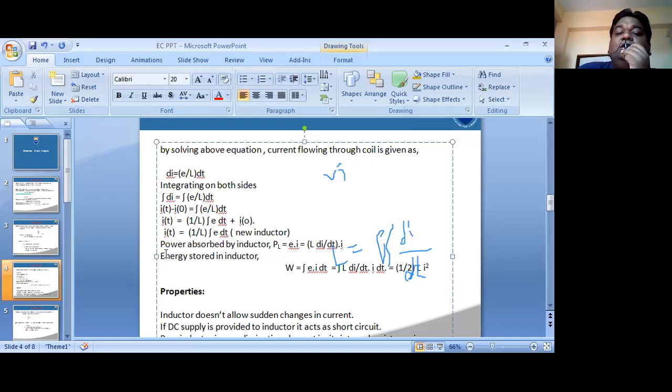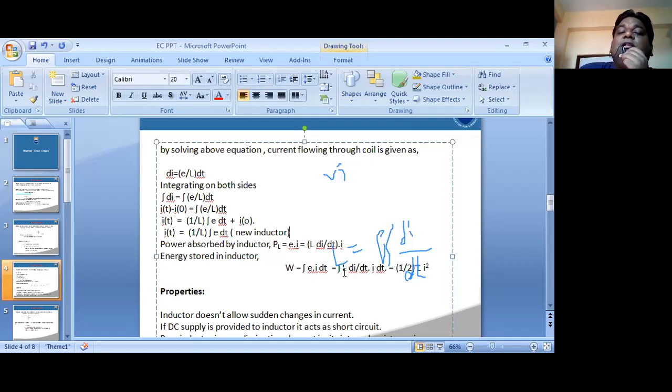So magnetic energy stored in an inductor element is W equals integral of E I dt. What is E I here? Power. We know that energy is given as integral P dt, where P is nothing but power. Now what is the power in an inductor element? E into I. Then substitute E as L di by dt. So dt cancels out, and we are left with integral L I di.